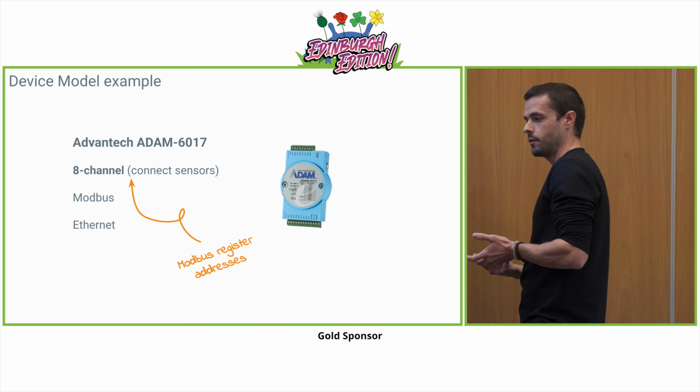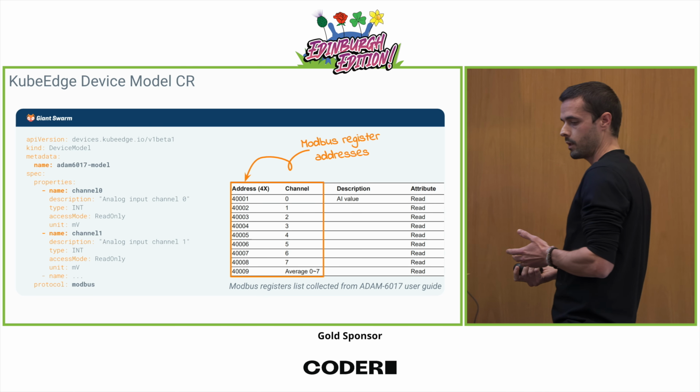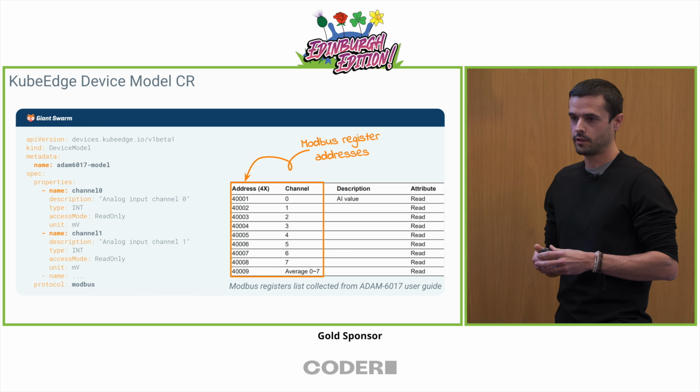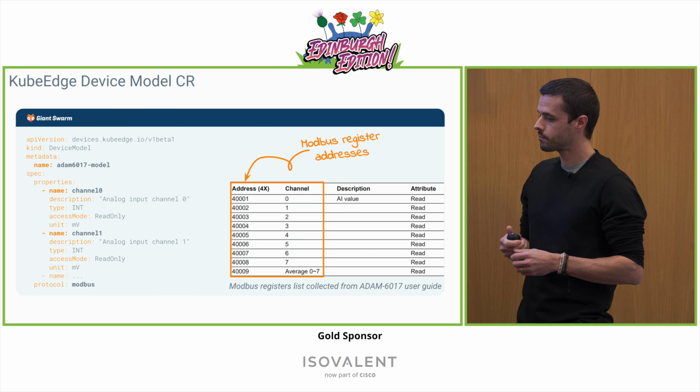And just for the sake of showing you what it looks like, on the left-hand side, we have the custom resource of that device model. So we have a channel, we have a property for each of these channels. So we would have 8 of these, only 2 on screen because we have limited space, and a protocol which is Modbus, in case we have a mapper with the protocol Modbus registered in our edge core. And that thing on the right is just an extract from the user guide where you would find the Modbus addresses for each of these channels.